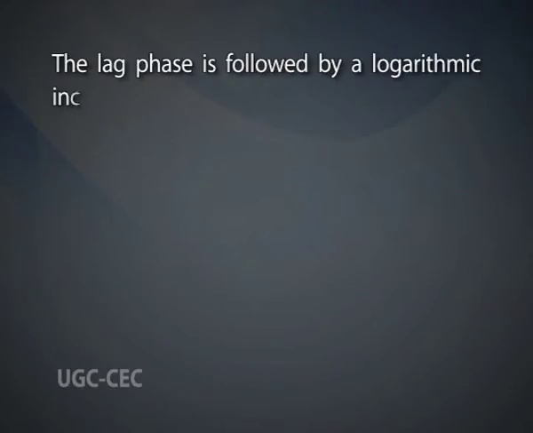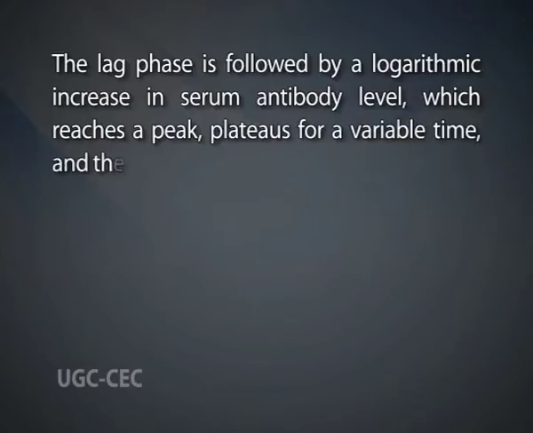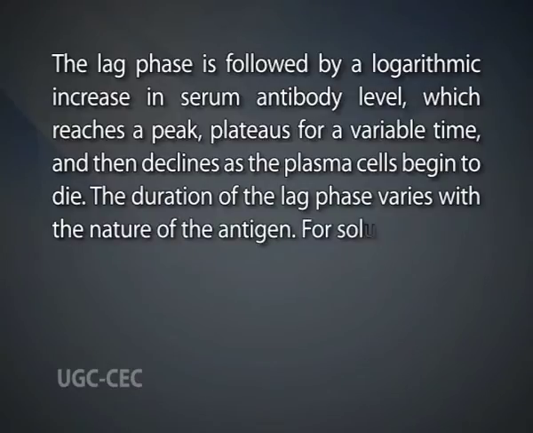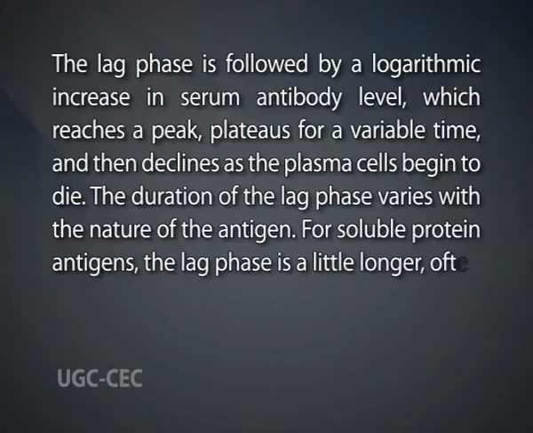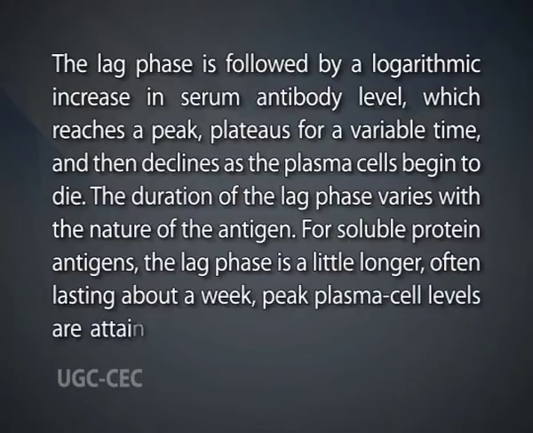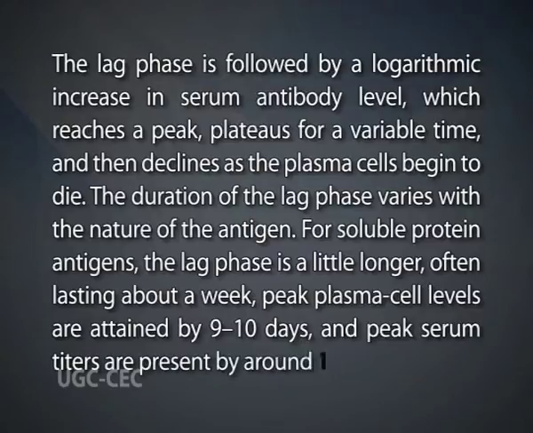The lag phase is followed by a logarithmic increase in the serum antibody level, which reaches a peak, plateaus for a variable time, and then declines as the plasma cells begin to die. The duration of the lag phase varies with the nature of the antigen. For soluble protein antigens, the lag phase is a little longer, often lasting about a week. Peak plasma cell levels are attained by 9-10 days, and peak serum titers are present by around 14 days.